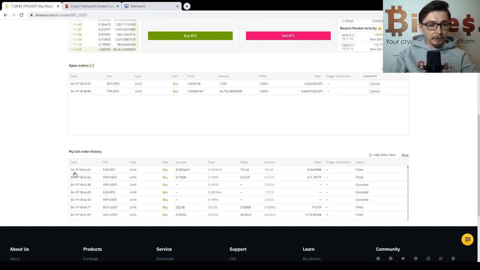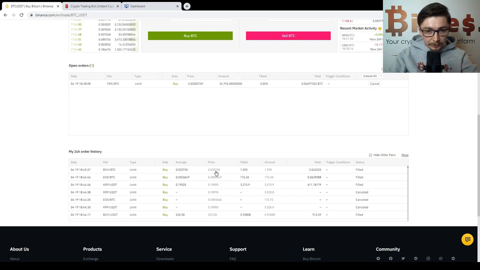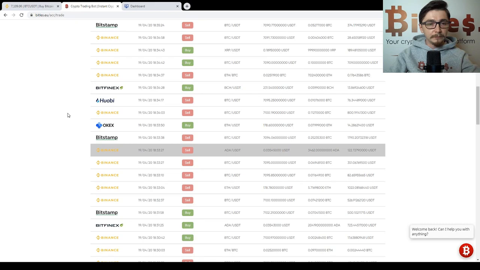This trade is made on April 19 at 18 hours 44 minutes 45 seconds. The pair is EOS to BTC. It's a buy trade. The price is 0.0003. Amount is 172 and total is 0.062. So now let's go to trading live section of our BITLES back office and find this trade there.